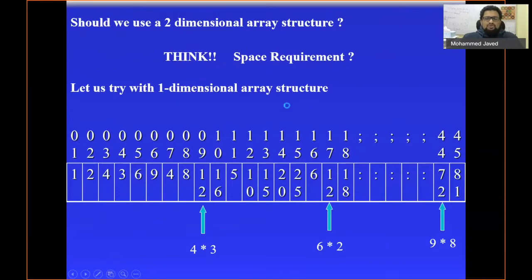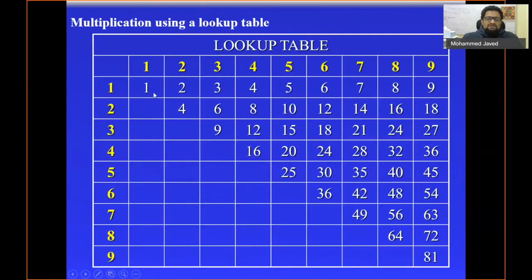What I simply do is, in the one-dimensional array, I will store like this. You can see that in the first locations we have 1, 2, 4, 3, 6, 9, 4, 8, 12, 16, 5, 10.